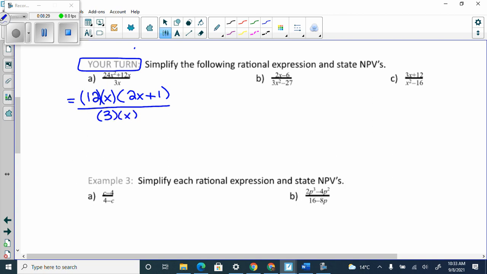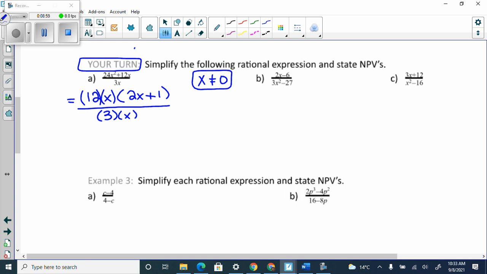So before I go, step 1 is GCF, difference of squares. Step 2 is state NPVs or restrictions, non-permissible values, right? Does a 3 get me a non-permissible value? No. Does the x? Yes. What is it? It's x cannot equal 0, and it's already by itself. So yay, we're done, right? So step 1, GCF, difference of squares. Step 2, non-permissible value. Step 3, cancel.